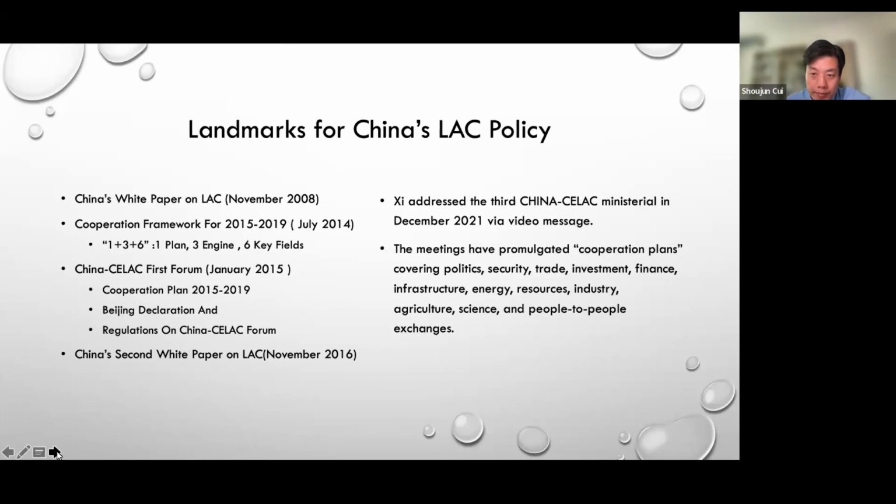So the meeting announced an ambitious cooperation plan covering politics, security, trade, investment, finance, infrastructure, energy resources, industry, agriculture, science, and also people-to-people exchange. You can see that China has an all-around, comprehensive plan for engaging with the Latin American countries. In terms of the China-US strategic competition, I think Latin America's weight has been lifted.